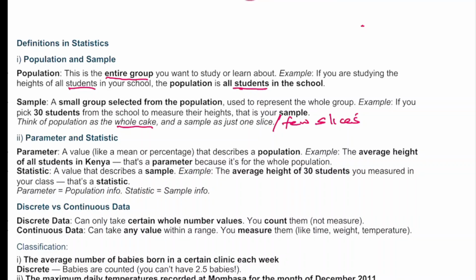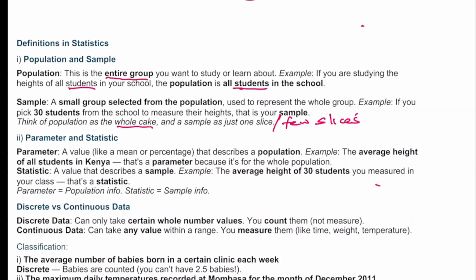So a parameter is a value like a mean or percentage that describes the population. Example, the average height of all students in Kenya. That is the parameter because it is for the whole population.